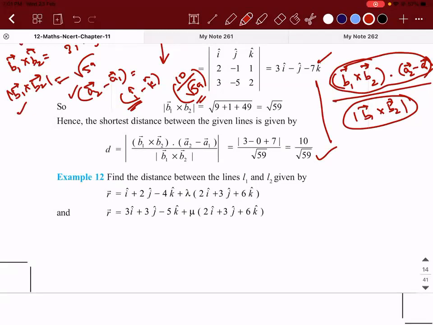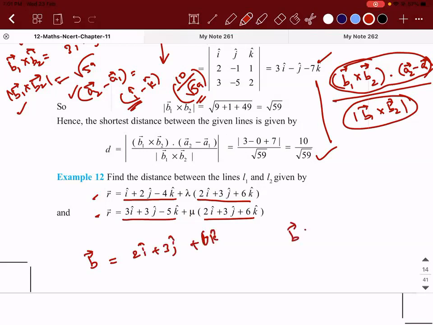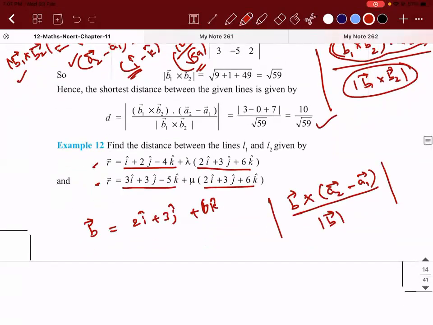Yes, sir. Next one. R vector is equal to i cap plus 2j cap minus 4k cap. R vector is equal to 3i cap plus 3j cap minus 5k cap. Here, this is B vector and this is also B vector. Then what can you say about these two lines? They are parallel. Plus 3j cap plus 6k cap. Now, B vector dot B vector cross A2 vector minus A1 vector divided by magnitude of B vector, is the formula. So what is A2 vector minus A1 vector?